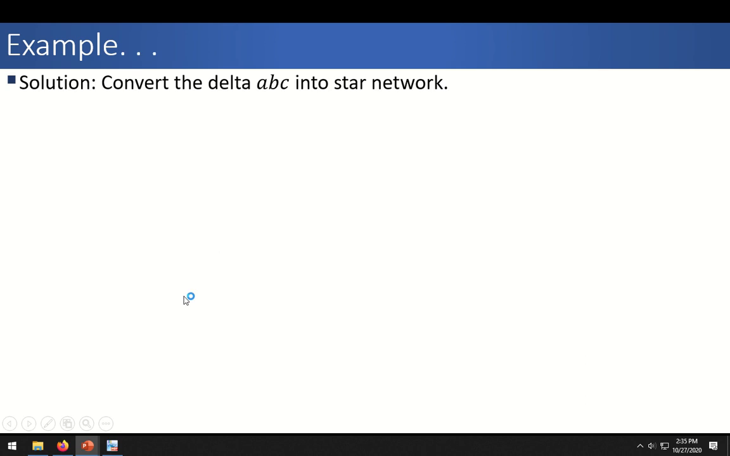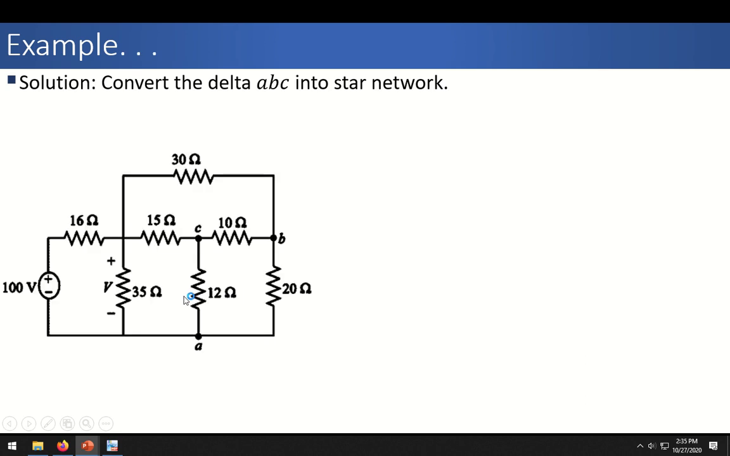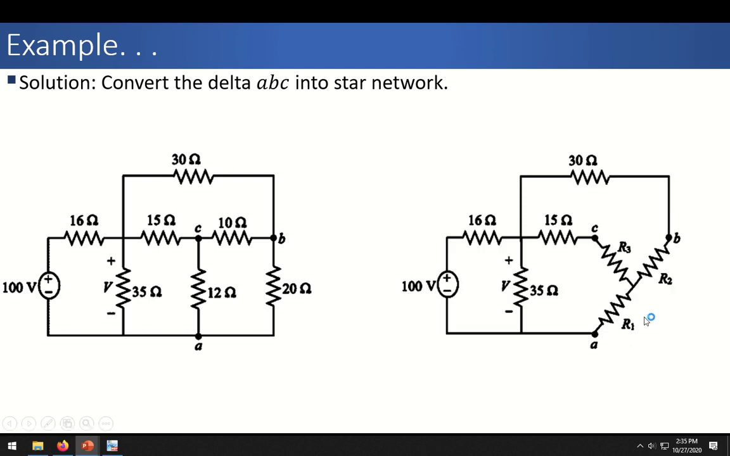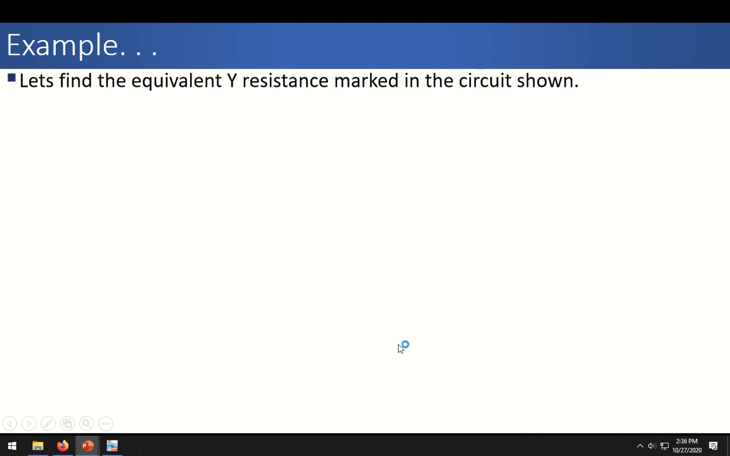So let's see, convert the delta ABC into star network. So again, we can see that actually we have A, B and C. This is actually a delta network. So we can convert that delta into corresponding star network just like this. So we have actually point C here, point B and point A here. So we can replace that network using this network. Here R3, R2 and here is R1. So we can easily find R1, R2 and R3 because we have the equations.